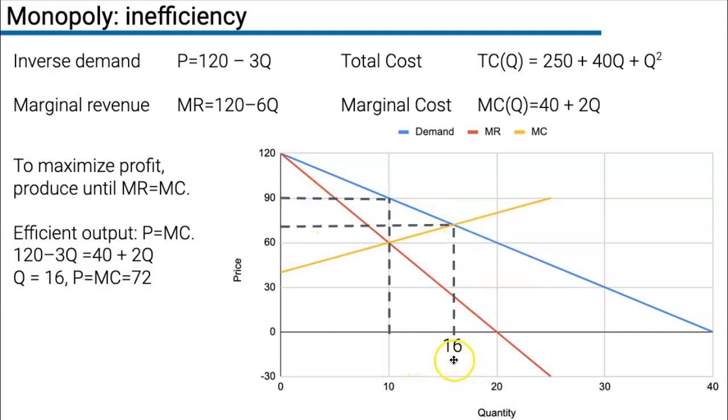So that means that relative to the efficient output, the monopoly produces fewer units, 10 rather than 16, and charges a higher price, 90 rather than 72. And this is why monopolies tend to be heavily regulated, and usually new monopolies are prevented from being created. We don't want a company that is too inefficient and produces too little and charges too much relative to what could have been produced to maximize the total value in that market.